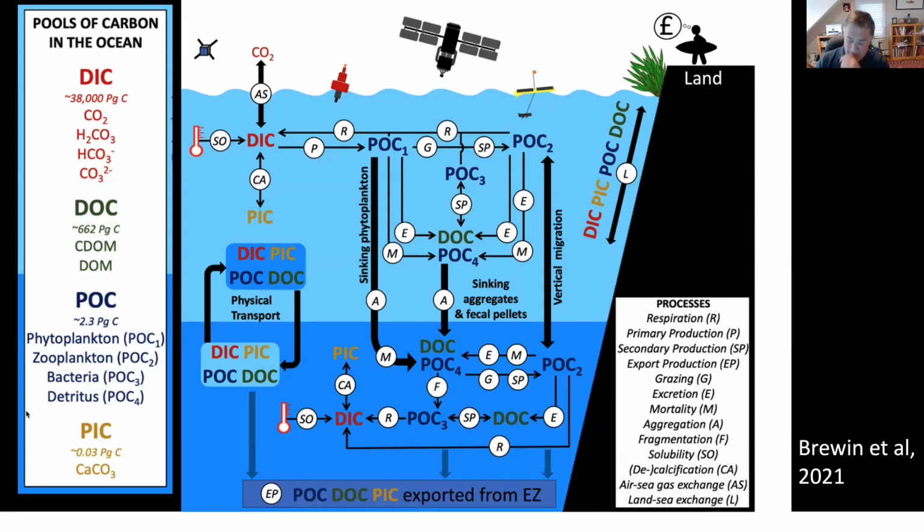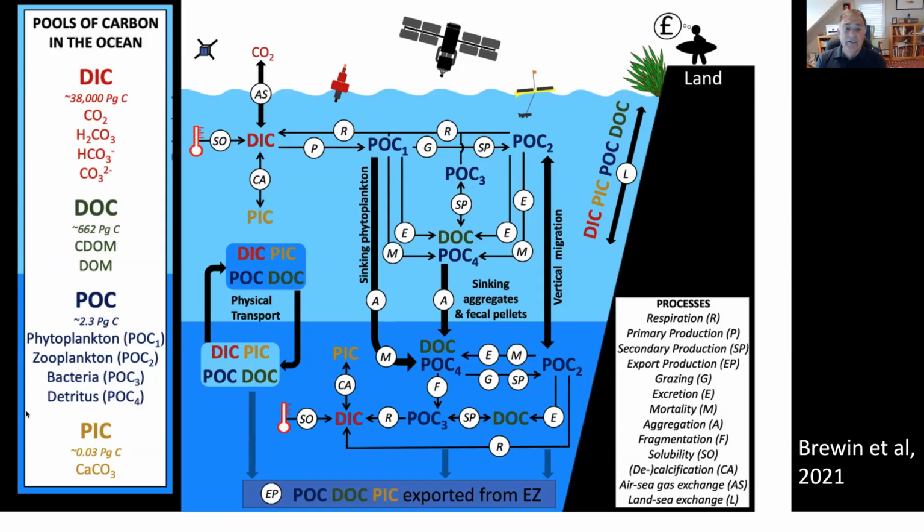This is from a new paper by Bruin et al. that just came out a month ago or so, and I don't expect you to take much from it, but I will say that there are several different pools of carbon in here that we'd like to know about. But then there's also the wiring diagram. These are the rates: the photosynthesis, the respiration, the sinking, the export. These are the things we'd like to bring satellite data in to help us understand some of those rates as well.